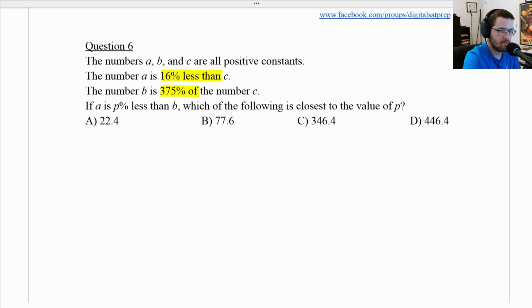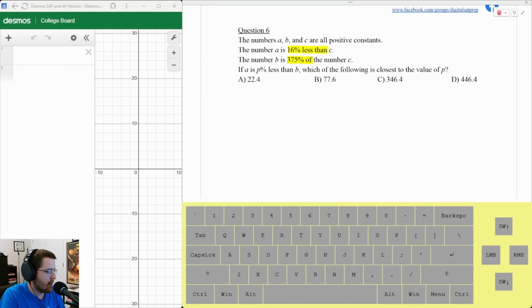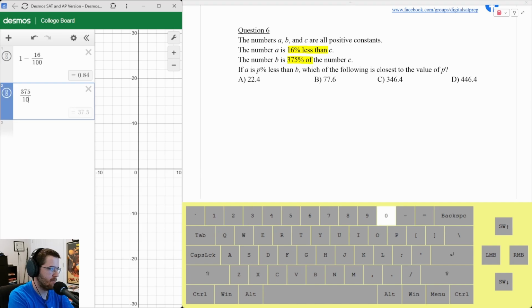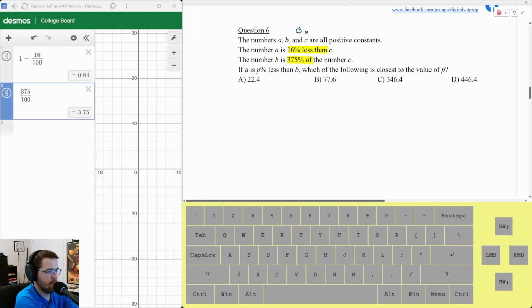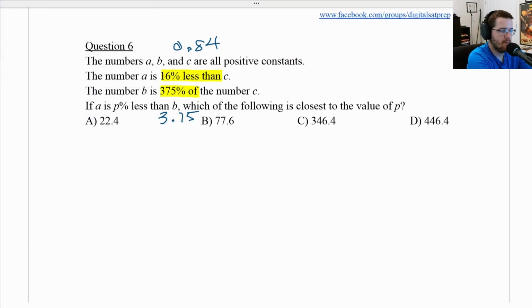Okay, question 6. Let's go compute the multipliers first. So we got 16% less, 1 minus 16 slash 100. That's 0.84. 375% of. All I got to do is make it a decimal. That's 3.75. So this guy is 0.84, and that guy there is 3.75. Now we're ready to do the words to math. So A equals 0.84C, and B is 3.75C.